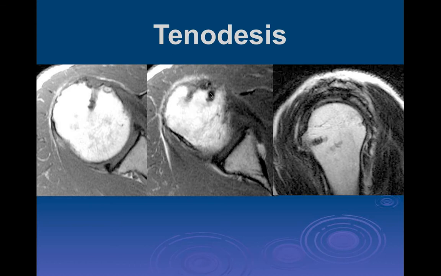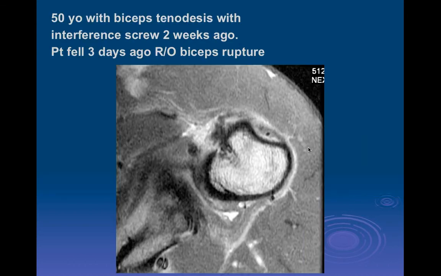This suture anchor is in the bicipital groove, which is right here, and this is the long head of the biceps tendon coming up, and it's been tenodesed to the bone with a suture anchor in this location.